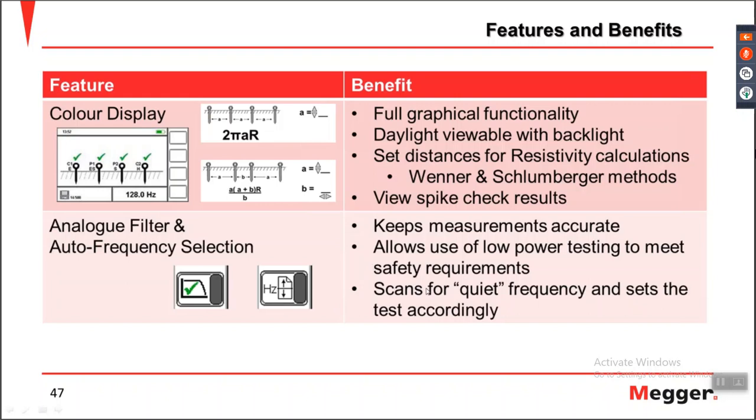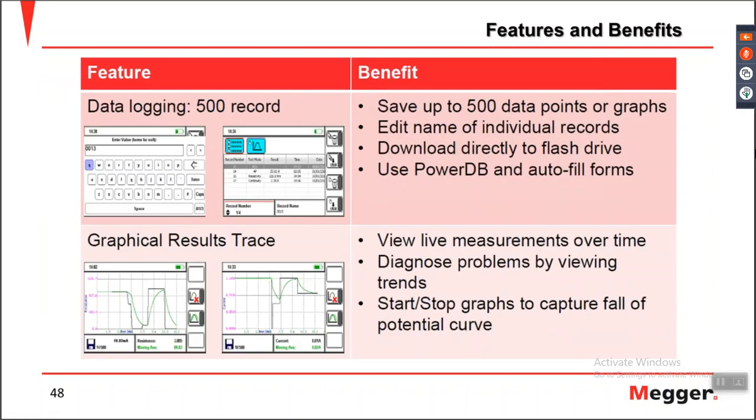And data logging up to 500 records, set up to 500 points. You can edit the name of each individual record. You can download directly to a flash drive, and it is also compatible with PowerDB, the Megger general software, and autofill form. It automatically fills the form that you can see in the PowerDB software.